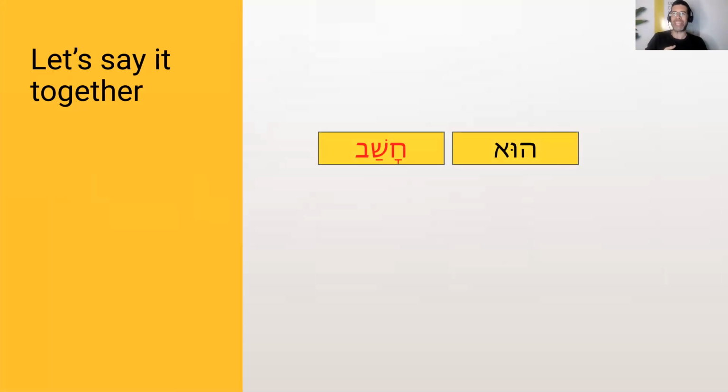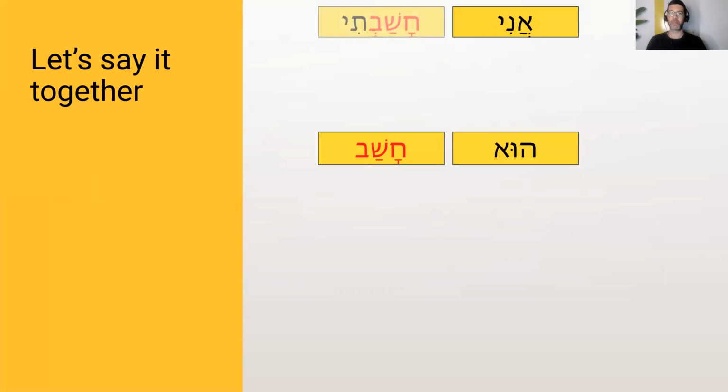Okay, now I'm going to talk about the other pronouns. Now I want to talk about ani. So for the ani, the same chashav plus the ending ti. So ani, chashavti. Let's say it together. Ani, chashavti. Nice. Now let's talk about the pronoun ata. Ata, the same block. Ata, chashavta.